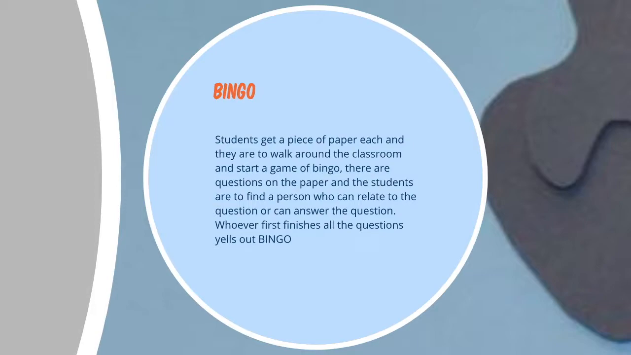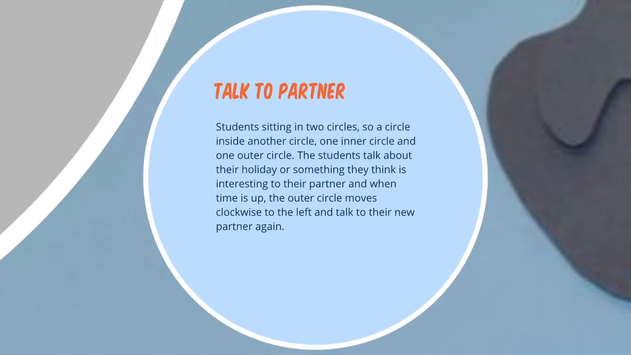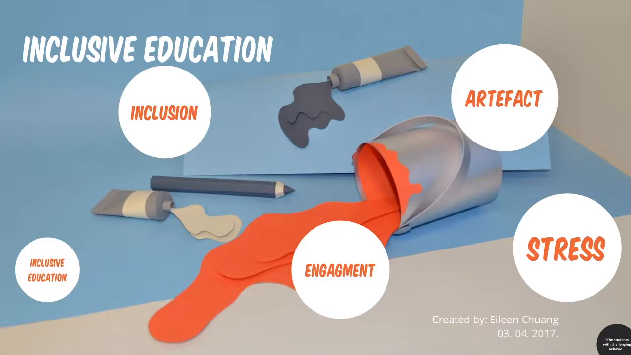Another one is a simple one, where they talk to their partner. Students sit in 2 circles, one inner circle and one outer circle. The students talk about their holiday or something they think is interesting to their partner, and when the time is up, the outer circle moves clockwise to the left and talks to their new partner again. Doing icebreakers at the start of the school year allows them to become included as they have something to say as well as getting to know their classmates better.